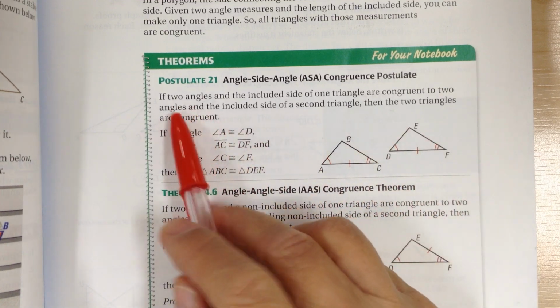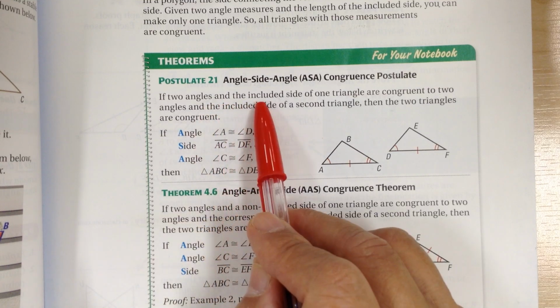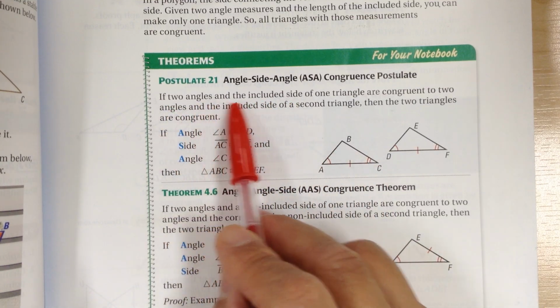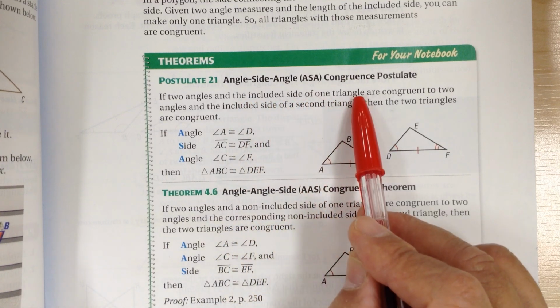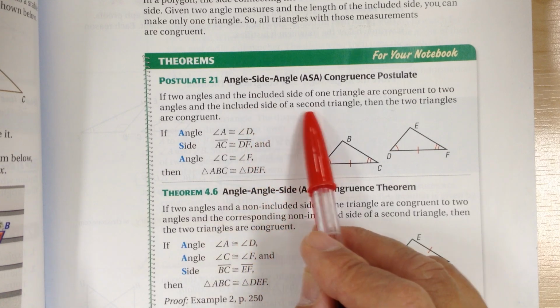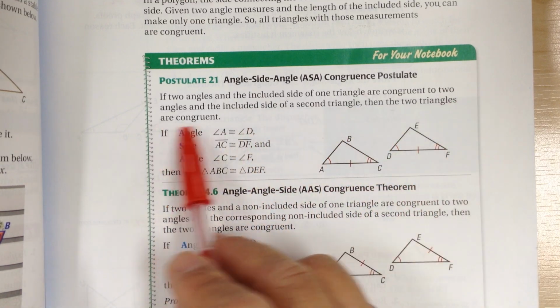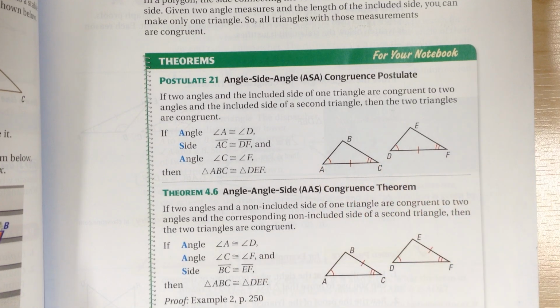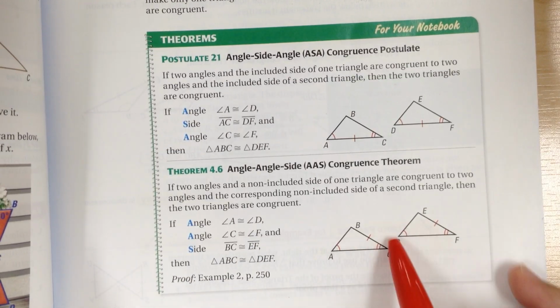So again, if two angles and the included side, which means the one in between the angles, if two angles and the included side of one triangle are congruent to two angles and the included side of a second triangle, then the two triangles are congruent. Okay, so that's your ASA. Now, same thing over here.